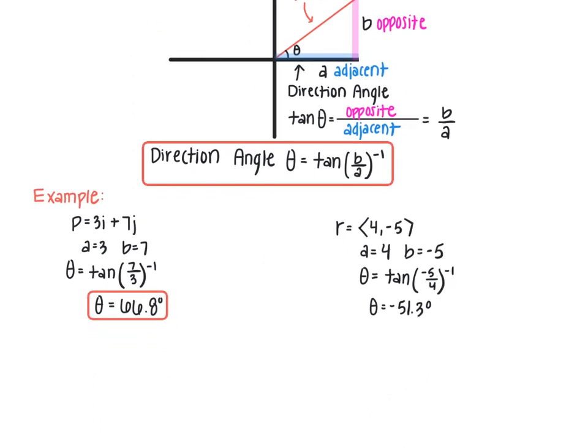Let me zoom out a little to give myself more space. So -51.3 degrees plus 360 degrees is going to give us a final answer of 308.7 degrees.